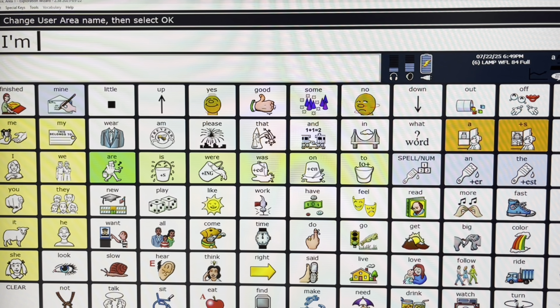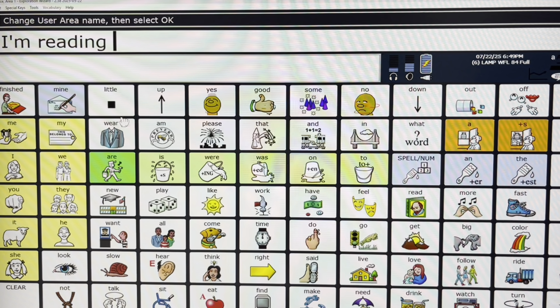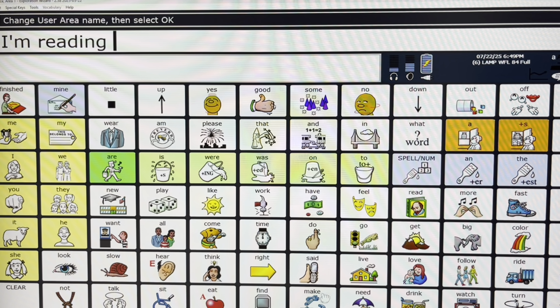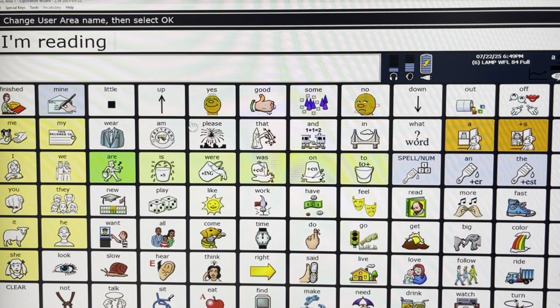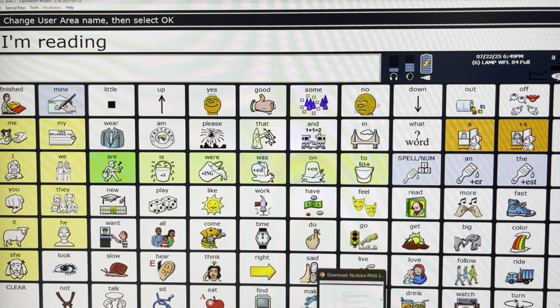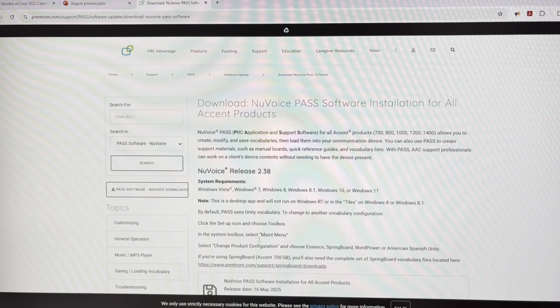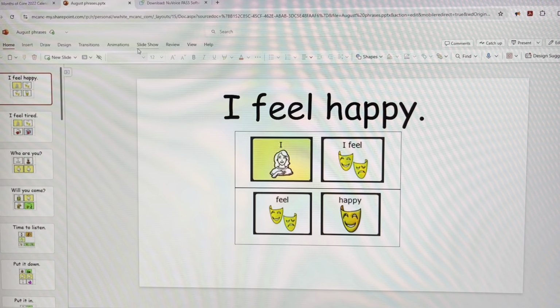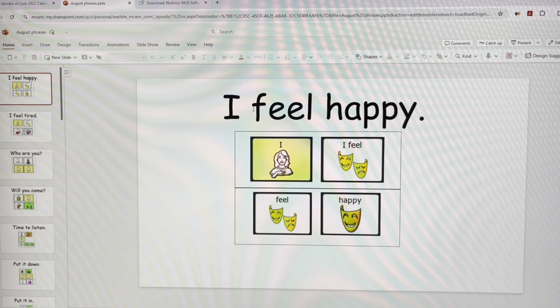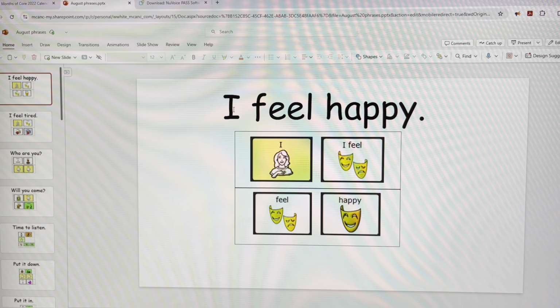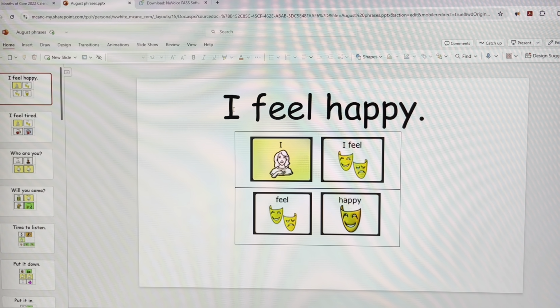It doesn't have a voice. You have to use the voice yourself. So that just kind of gives you an idea of what it looks like. But the reason I like this so much is because it will allow you to download icons. So I'm going to show you August phrases and just show you how it looks in the morning when I'm doing my calendar. I may just do one or two phrases.